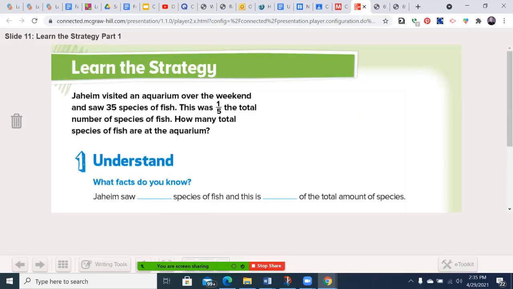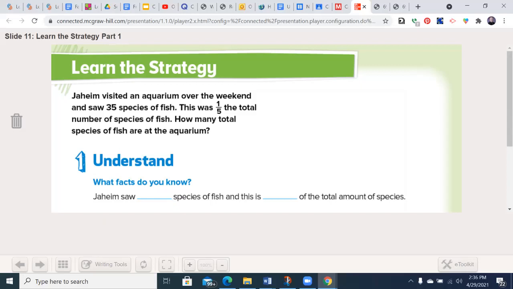Let's begin in your packet. It'd be page 777. If you don't have that, pause the video and grab it. Our first problem to discuss is Jean visited an aquarium over the weekend and saw 35 species of fish. This was 1/5 the total number of species of fish. How many total species of fish are at the aquarium?